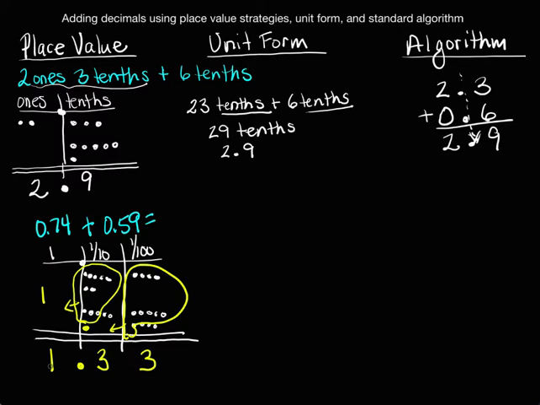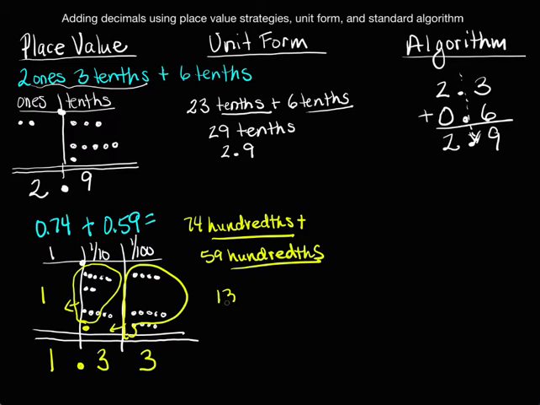Now in unit form, this one could actually be pretty easy. I could write it as 74 hundredths plus 59 hundredths, going onto another line for space's sake. Hundredths, hundredths, as long as I have the same unit, I can add my numbers together, and that would equal 133 hundredths, which I know is the same as 1 and 33 hundredths.